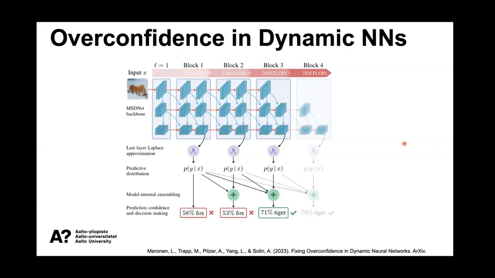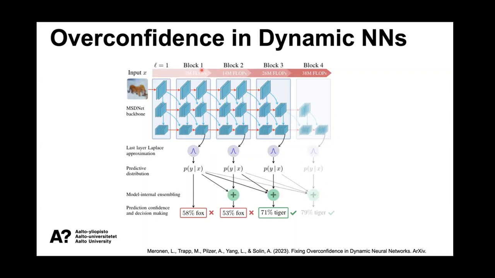And the second thing we worked on, which is something that's currently under review, is about dynamic neural networks. Dynamic neural networks are very fancy and complicated architectures, which are built around the idea that you want to be resource efficient. So you assume that the cost for inference, so for doing predictions, is very high.